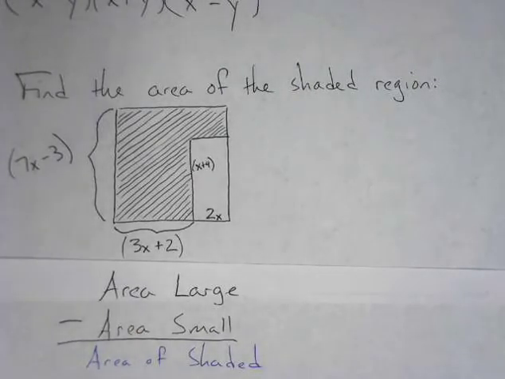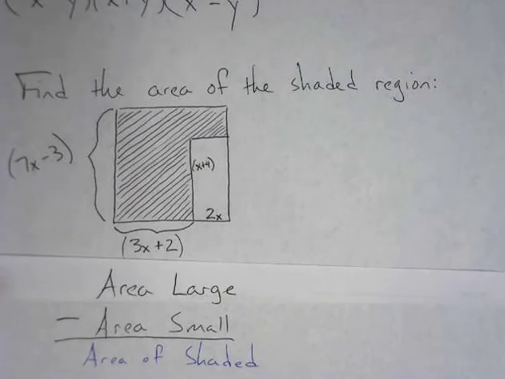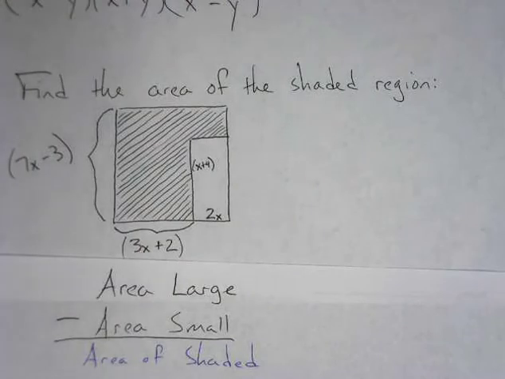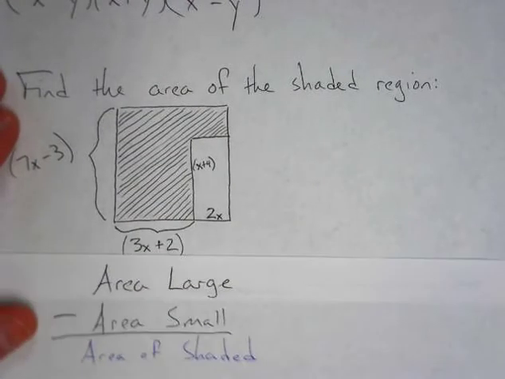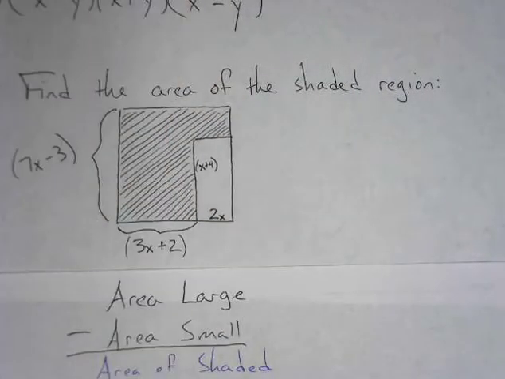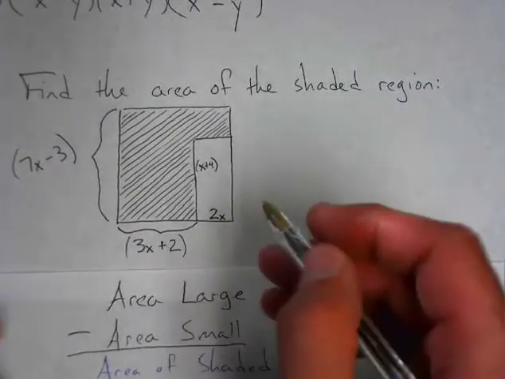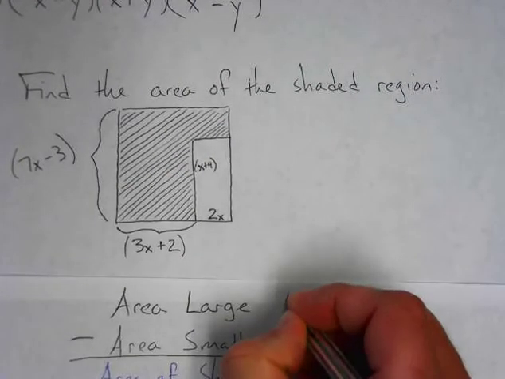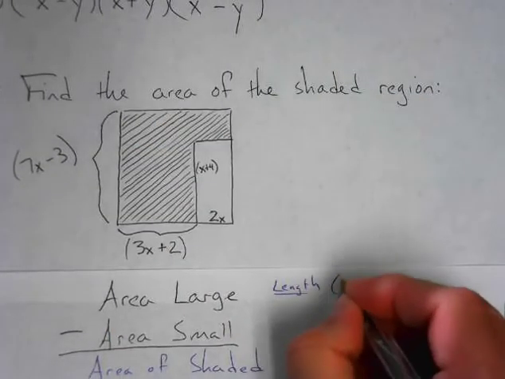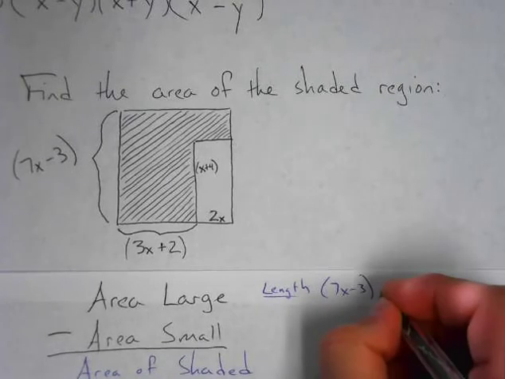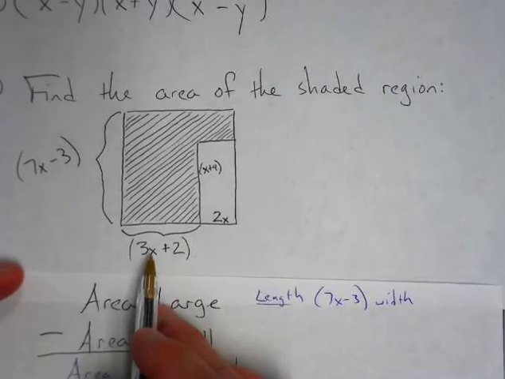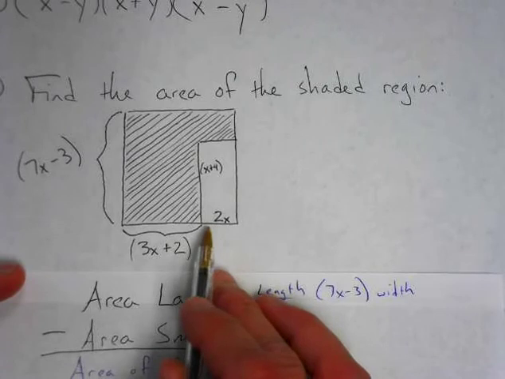So that's how we would approach this. So hopefully you're thinking in terms of how would I get to that shaded region? It's hard to piece this up, but if I take the whole thing and subtract that little piece, I would end up with the area of the shaded region. So let's approach that. What is the area of the large region? So the area of the large region is, well, my length, or width, whichever way you're looking at it, this side, 7x minus 3. And my width, you would think it's 3x plus 2, but look carefully, it's not. It's 3x plus 2 plus this 2x.